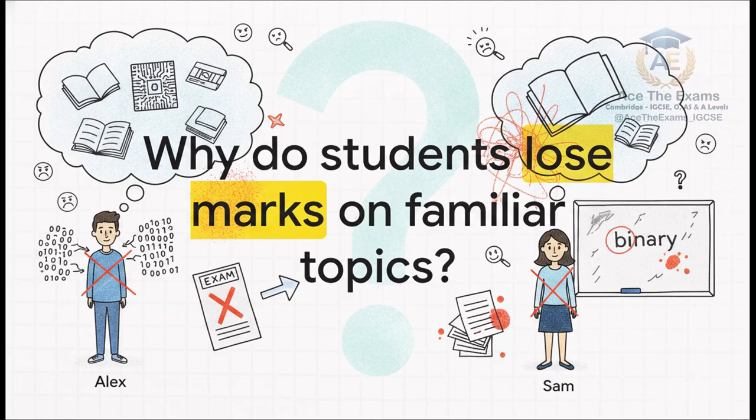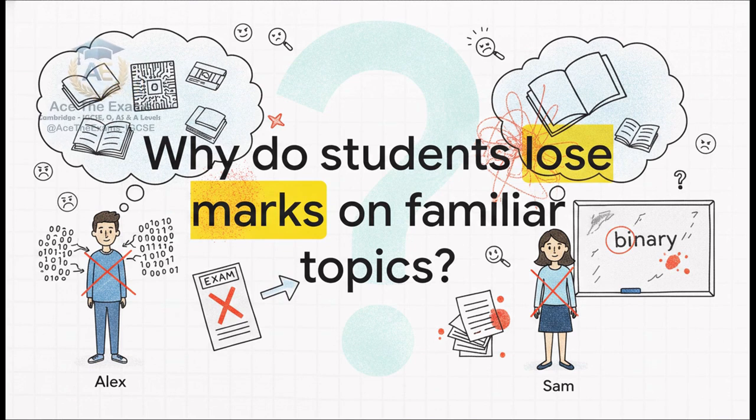Then we have Sam. Sam's enemy is the clock. She rushes. The moment her eyes scan a familiar keyword, like binary, she goes into autopilot and completely misses the specific command word requirements of the actual question. They both walk out of that hall thinking they absolutely aced the mission, but a few months later, their papers come back absolutely covered in red ink.